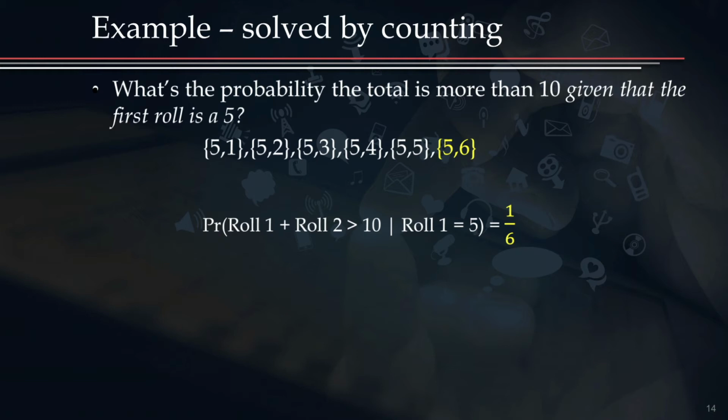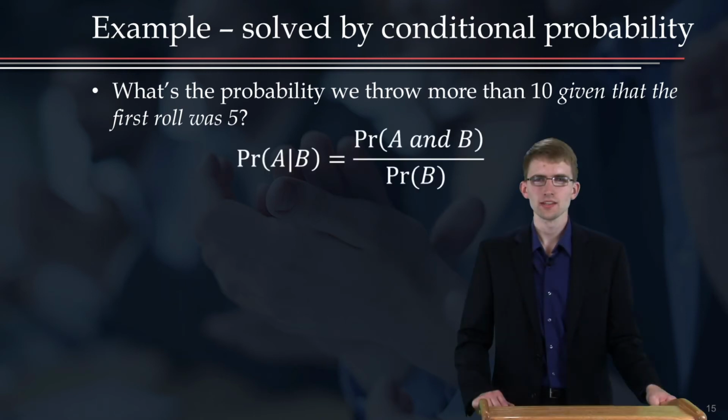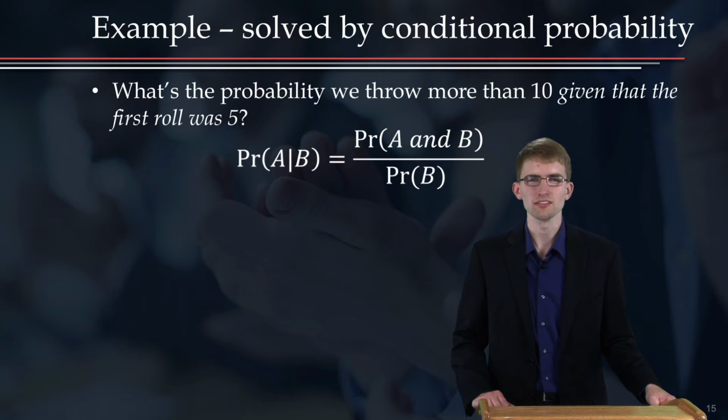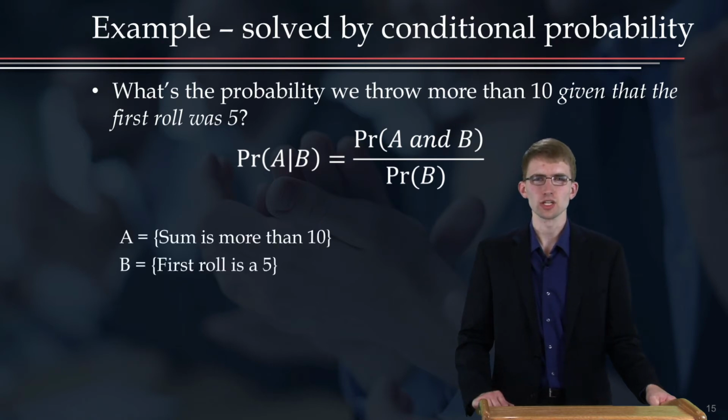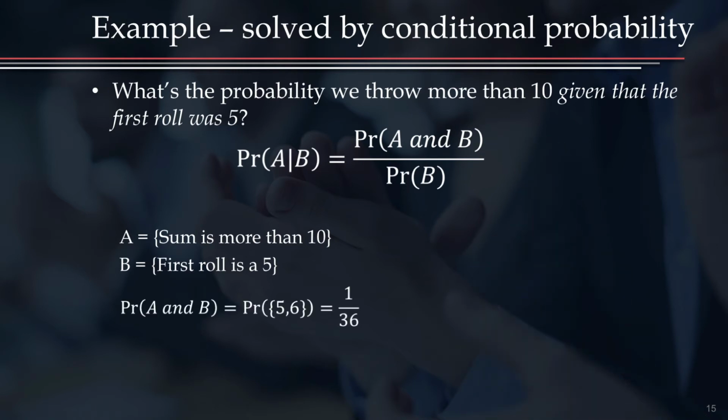We can also see this formally using the formula from last video. Now the formula is the probability of A given B is equal to the probability of A and B divided by the probability of B. And so here we'll define our events. A is the event that the sum is more than 10. B is the event that the first roll is a 5. Now the probability of A and B is the probability of the single outcome 5, 6. It's the only one that satisfies both events.